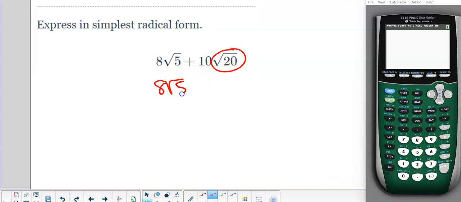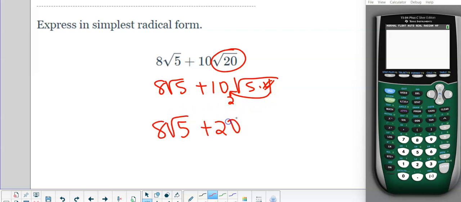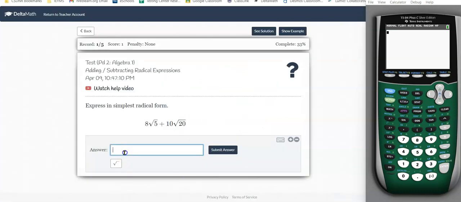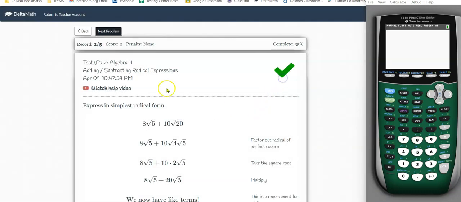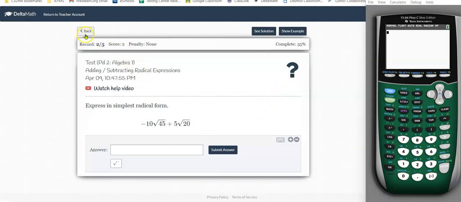So 8 square roots of 5 plus 10, 5 times 4. 4 is a perfect square, so it's going to come out as a 2. And you multiply. If you come out as a 2, you multiply by whatever is out there. So that's 8 square roots of 5 plus 20 square roots of 5. Or 28 square roots of 5. Remember, when you square root a number, it multiplies by anything that's already outside.